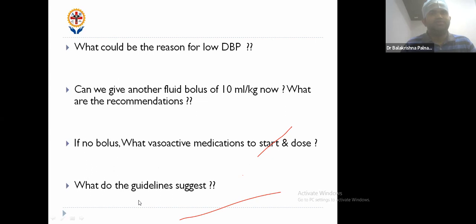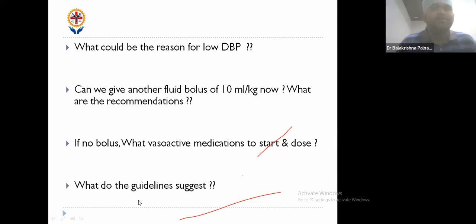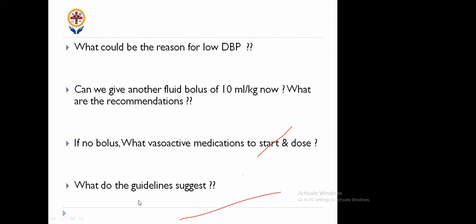So nobody wants to give any fluid bolus, or you want to go for inotropes? Anybody wants to answer? We can go for inotropes. Okay, definitely you can go for inotropes. But can you give another fluid bolus now? What do the recommendations suggest? Surviving Sepsis guidelines will suggest you can give aliquots of 20 ml per kg. You can go up to a maximum of 60 ml per kg also, if the child is fluid responsive.